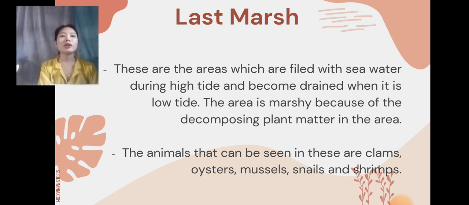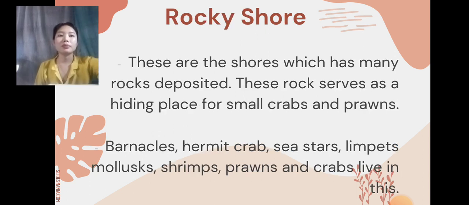Next is salt marsh. These are areas which are filled with seawater during high tide and become drained when it's low tide. The area is marshy because of the decomposing plant matter in the area. The animals that can be seen in these are clams, oysters, mussels, snails, and shrimp. So yung salt marsh, ito yung area kung saan andito yung seawater during high tide. Then, madidrain siya when it's low tide. Sa area na to, dito makikita yung mga clams, oysters, mussels, snails, and shrimps.